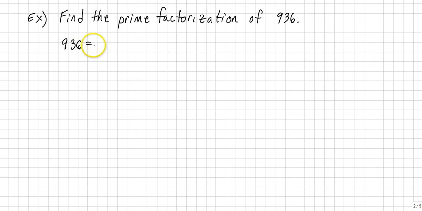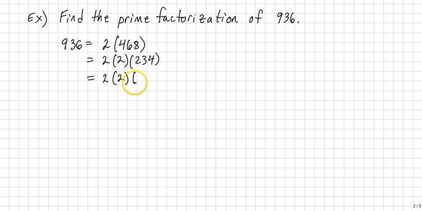So for example, 936 is even, so you know 2 will go into it. It turns out 2 times 468 is 936, but 468 is even, so you know a 2 will go into that. So 468 divided by 2 is 234. 234 is another even number, so you know that a 2 will go into that. And when you divide that by 2, you get 117.